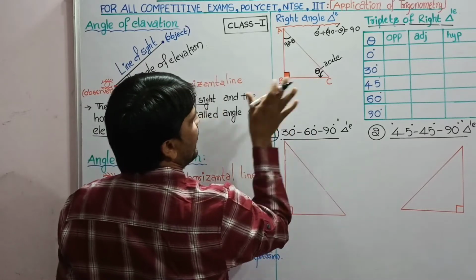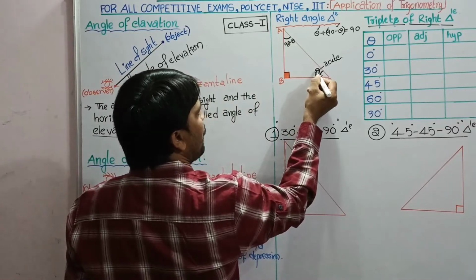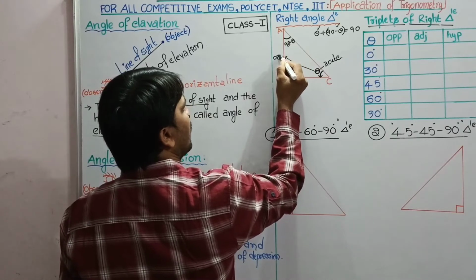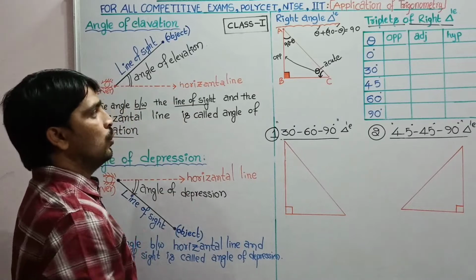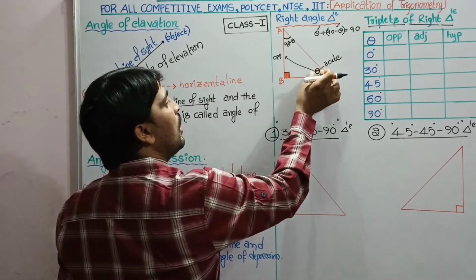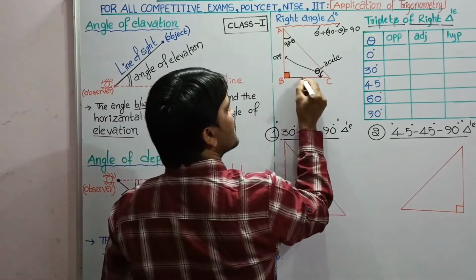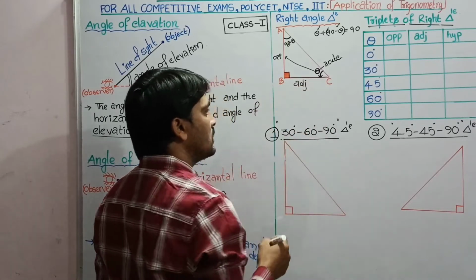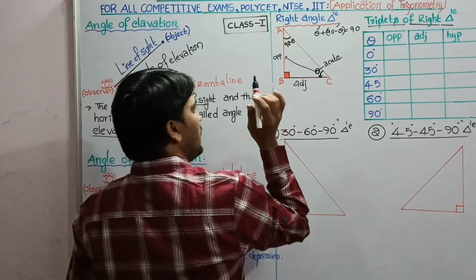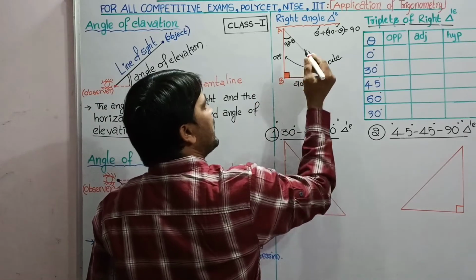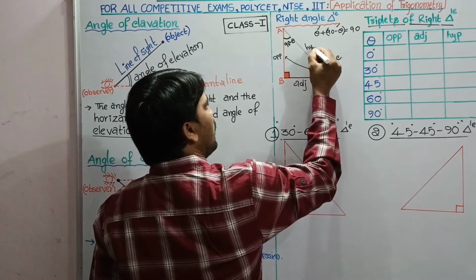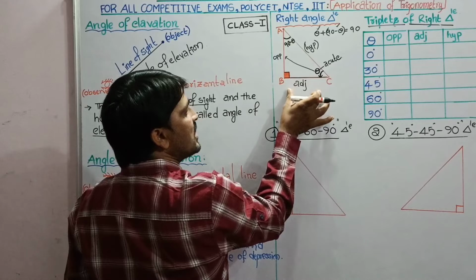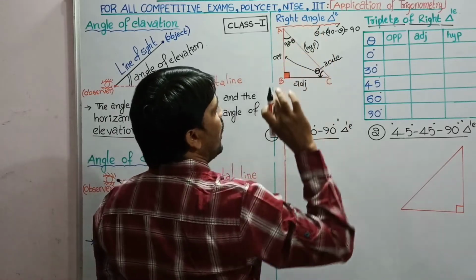Naming the sides of the right angle triangle as follows. The side opposite to theta is called the opposite side or perpendicular. So AB is opposite to angle theta, and BC is adjacent to angle theta. The side opposite to the right angle is always called the hypotenuse. According to theta, AB is opposite, BC is adjacent, AC is hypotenuse.